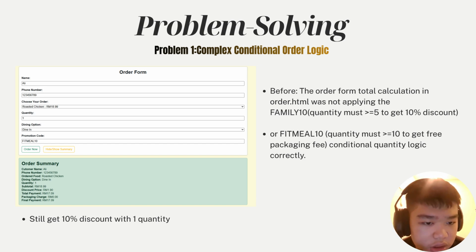The condition quantity logic cannot run correctly. Just look at the image. The quantity is 1, and I use the promotion code FEMALE10, and you still get a 10% discount with only one quantity.